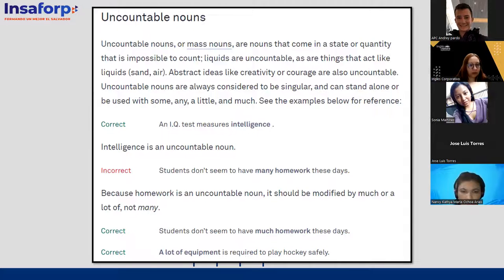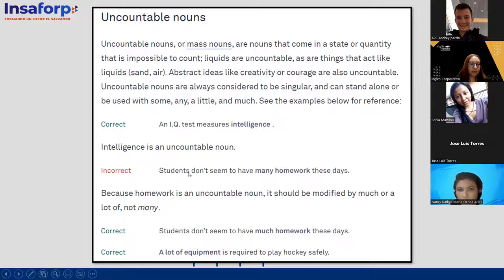Y acá tenemos los ejemplos, dicen, an IQ test measures intelligence. Un examen de IQ mide la inteligencia. No dice measures one intelligence or two intelligence, okay? Uno dice, porque la palabra inteligencia no es contable, okay?